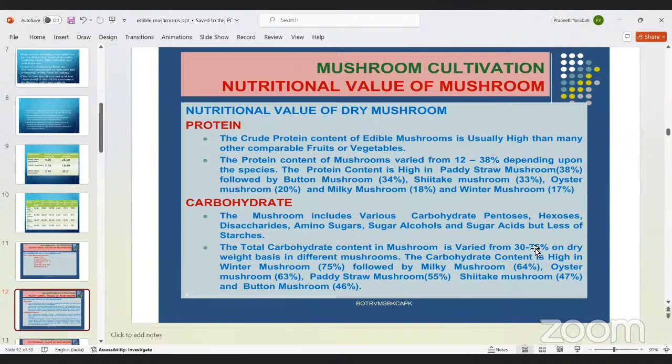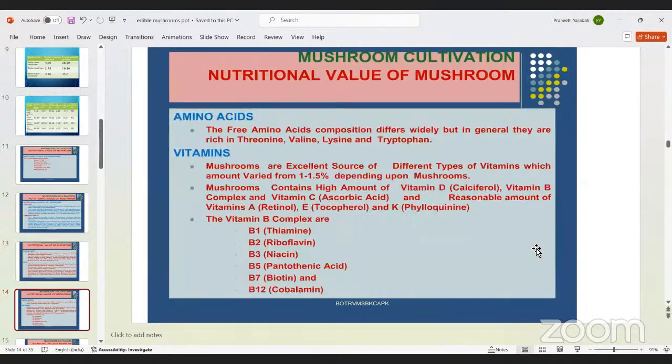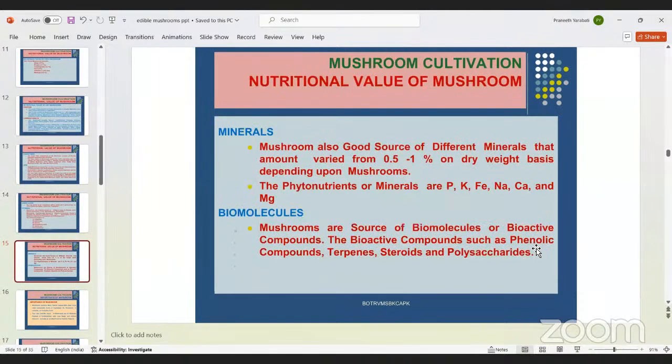Carbohydrates are 30 to 75%, crude fibers 3 to 30%, and lipids 2 to 8%. Amino acids like threonine, valine, lysine, and tryptophan are also present. Vitamins like more amount of vitamin D, B complex vitamins, vitamin C or ascorbic acid, tocopherol, retinol, and phylloquinone are present. Minerals like potassium, phosphorus, iron, sodium, calcium, and magnesium are present, along with bioactive compounds like phenolic compounds, terpenes, steroids, and polysaccharides.